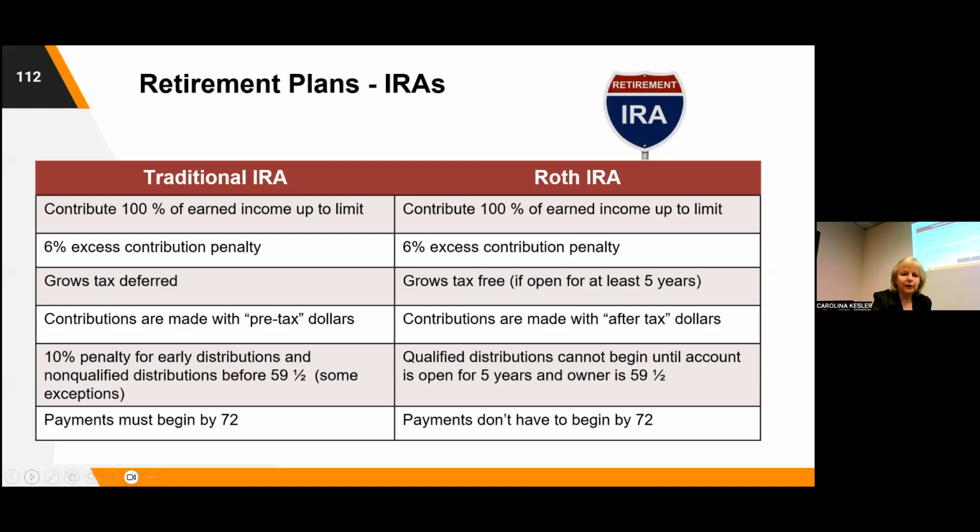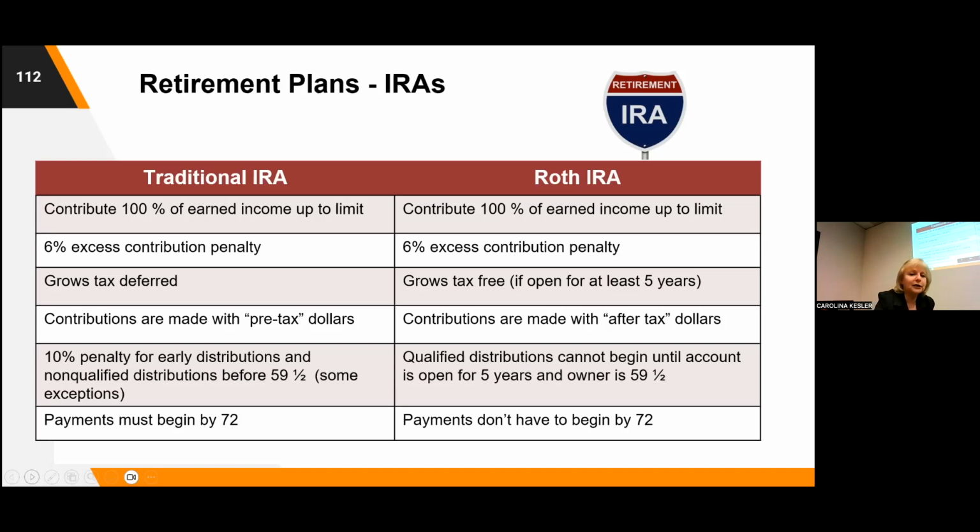So here's your little graphic. Traditional IRAs: you contribute 100% of earned income up to certain limits, usually like 6,000 a year. You pay a 6% excess contribution penalty. So if you put in more than you're allowed each year, they're going to penalize you 6% until you take it out. It does grow tax deferred until retirement. The contributions are made with pre-tax dollars, so they're coming out before you get paid.